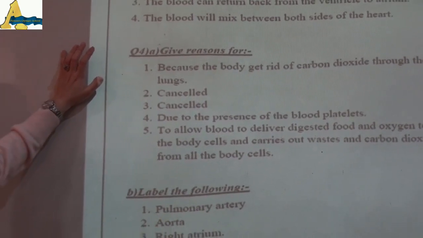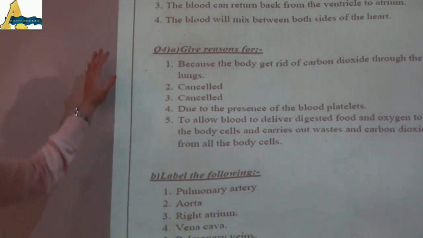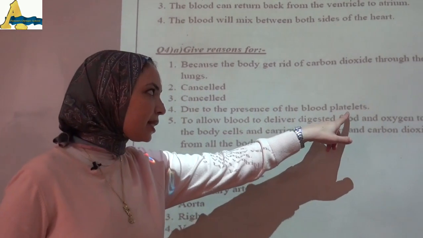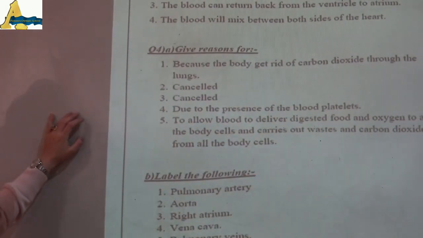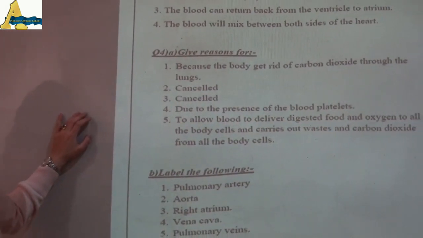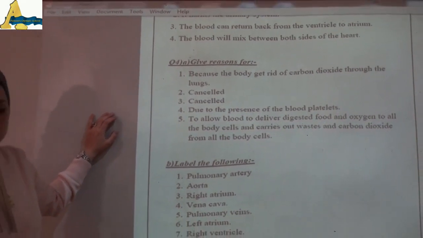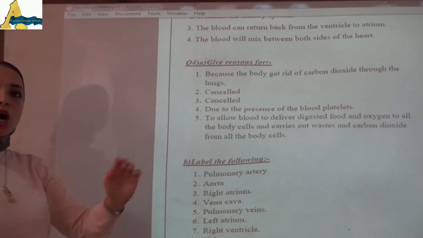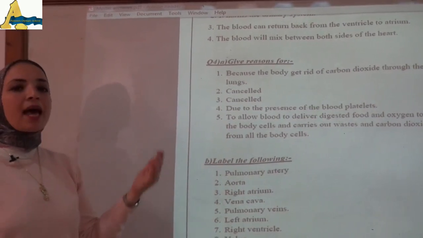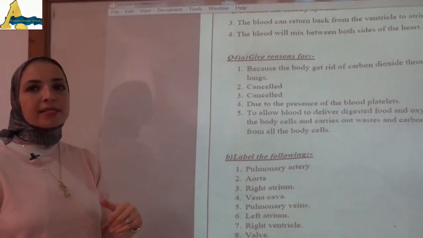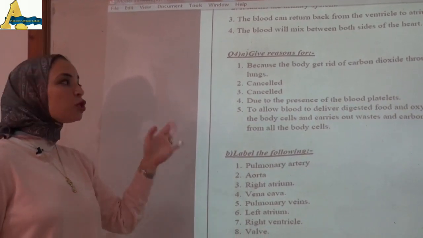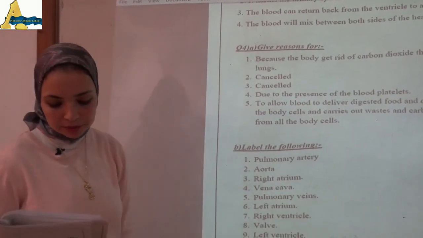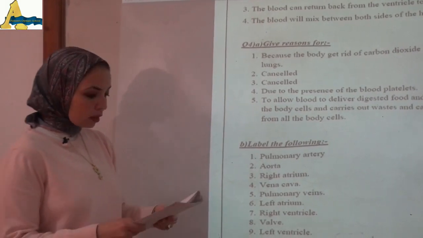Quick healing of wounds is due to the presence of blood platelets. Blood capillaries have thin walls. Why? To allow blood to deliver digested food and oxygen to all the body cells and carry waste from all the body cells to a special organ to get rid of it.